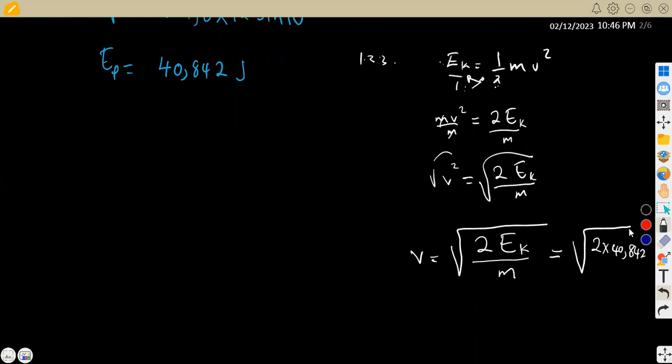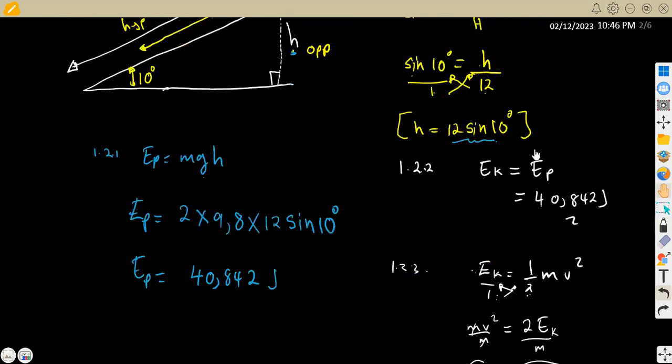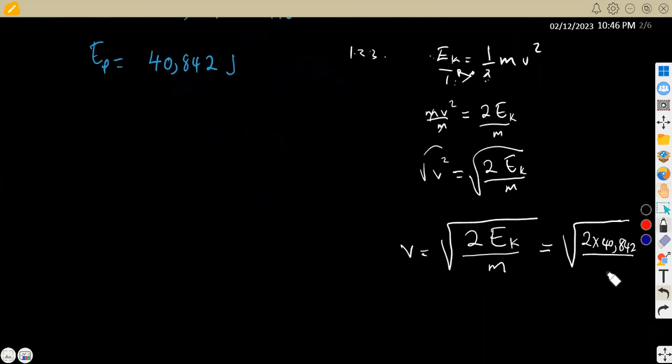So we've got 40,842 over the mass of the ball. Take note, the mass of the ball is given here, which is 2 kgs. So we are going to divide everything by 2 kgs. This is going to be the resultant. Everything is under the square root, so that is going to be our velocity. If we simplify properly, this is going to be 6,391, which is velocity measured in meters per second.